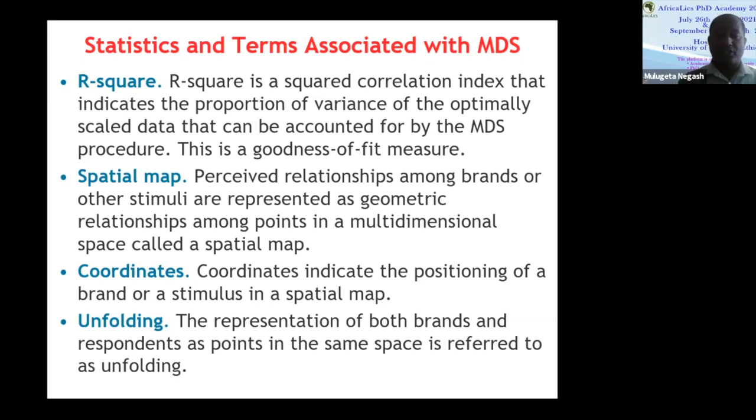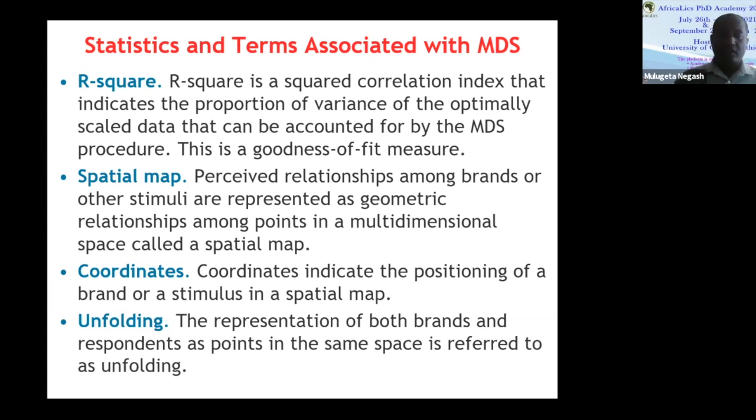And the other one is a spatial map. In a spatial map, perceived relationships among brands or other stimuli are represented as geometric relationships among points in a multidimensional space, called spatial maps, that could be shown on the map. And the coordinates, most of the time, should be represented to a maximum of three dimensions or two dimensions. Most of the time, multidimensional scaling uses two coordinates, X coordinate and Y coordinate, and sometimes a Z coordinate can be used. But when the number of coordinates increases, it is very difficult to interpret and explain.